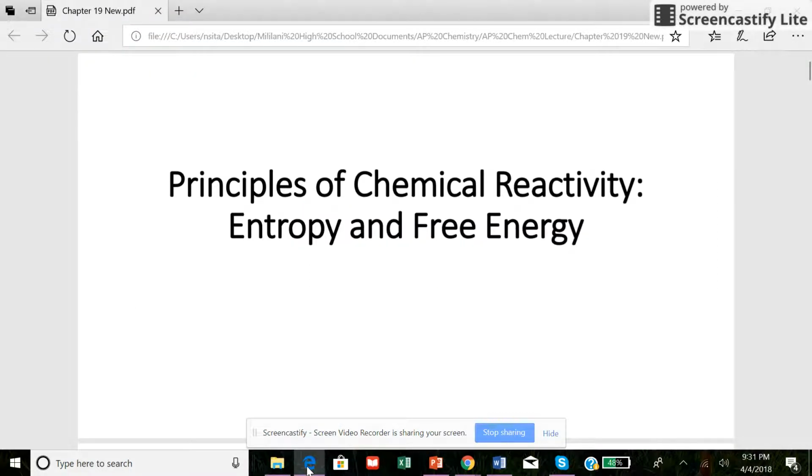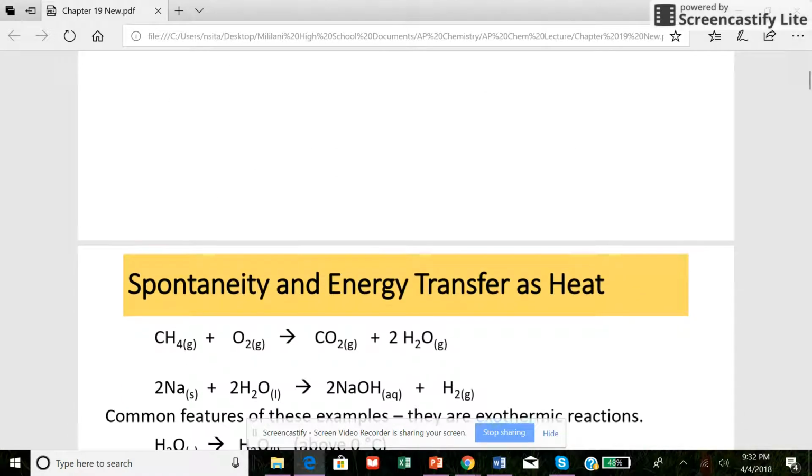Okay. Chapter 19 is about thermodynamics. Okay, but we will look into two more thermodynamics values or functions. Let's take a look at the first one.